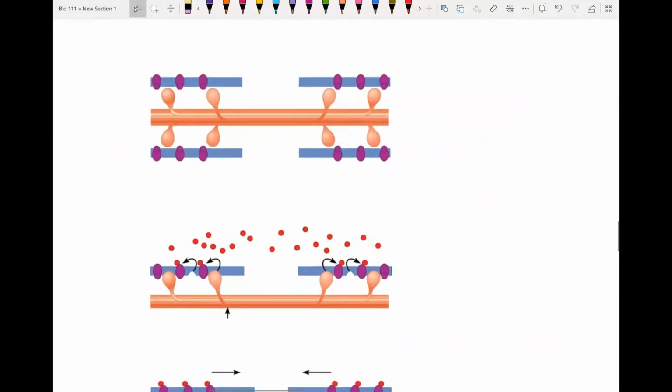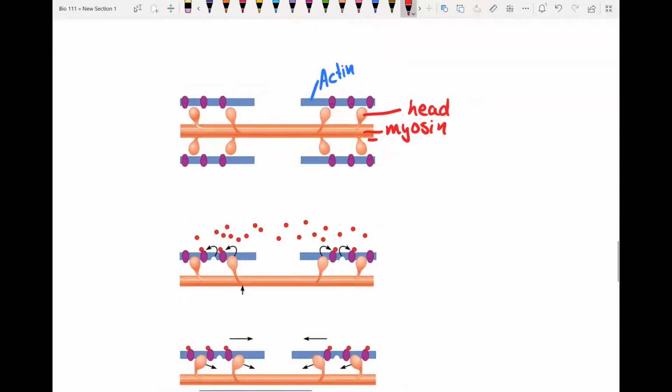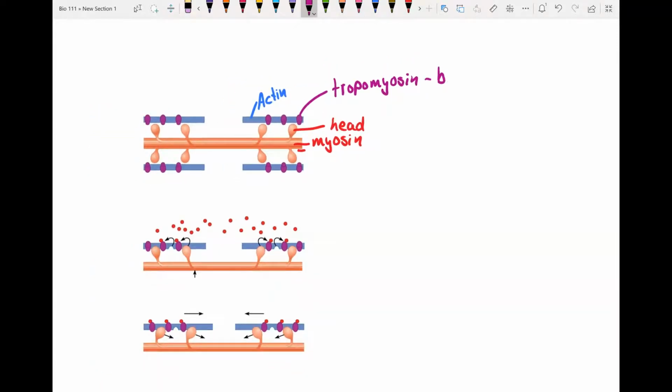If we look at this picture, this is even more up close. Here's the actin. Here's the myosin. And here's the myosin head. The myosin head is the part that's going to attach to the actin. You have these other proteins here that are blocking. Tropomyosin is another protein in muscle. It blocks the myosin head from binding to the actin.